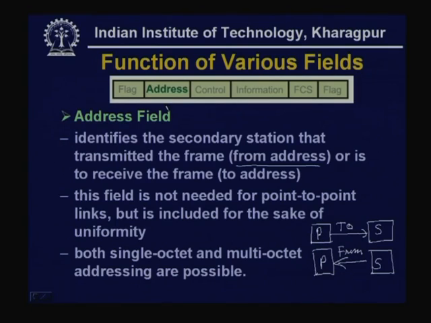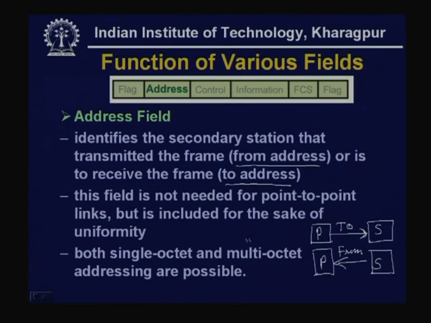So, in the same address field, you can have either of two types of address, depending on in which direction information transfer is taking place. Obviously, there is only one primary in the system, so there is no need for its address to be part of the frame. So, only the address of the secondary is needed. That is why this from address and to address approach is used. So, this field is not needed for point to point links, but is included for the sake of uniformity.